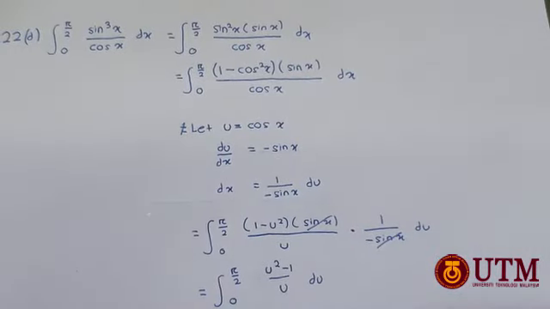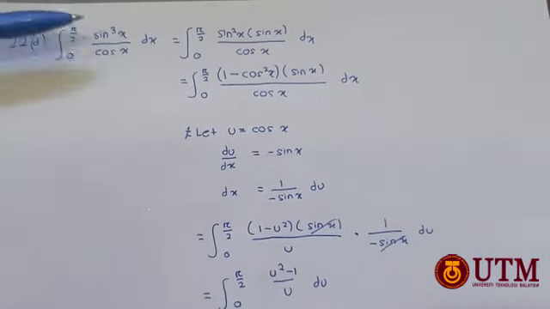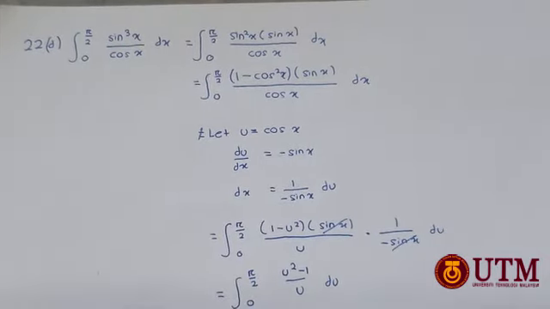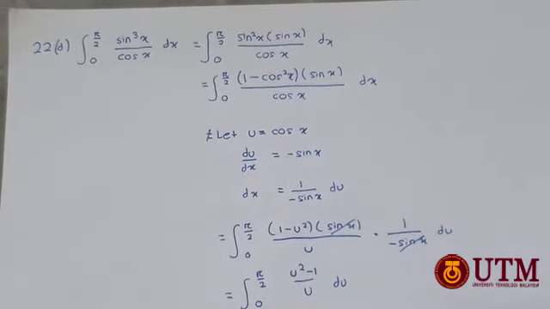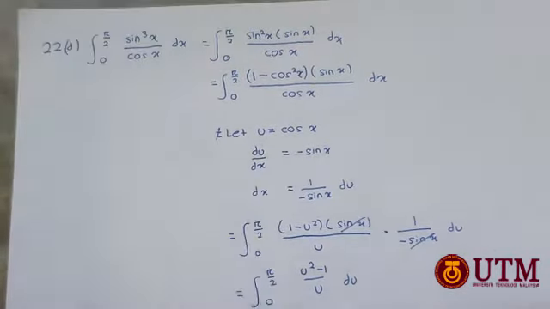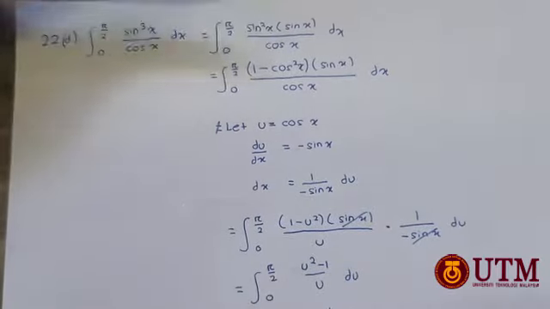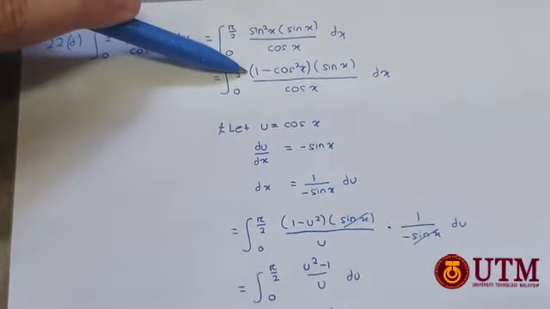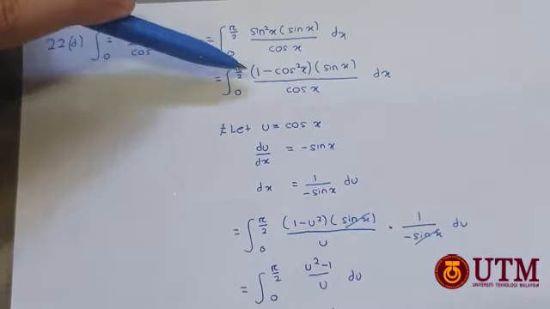22D, we need to integrate sin cube x over cos x dx. For this question, we use the substitution method. First of all, we need to split the sin cube x into sin square x and sin x. And then we use the basic identity, and we substitute the sin square x with 1 minus cos square x, and then we'll get this equation.